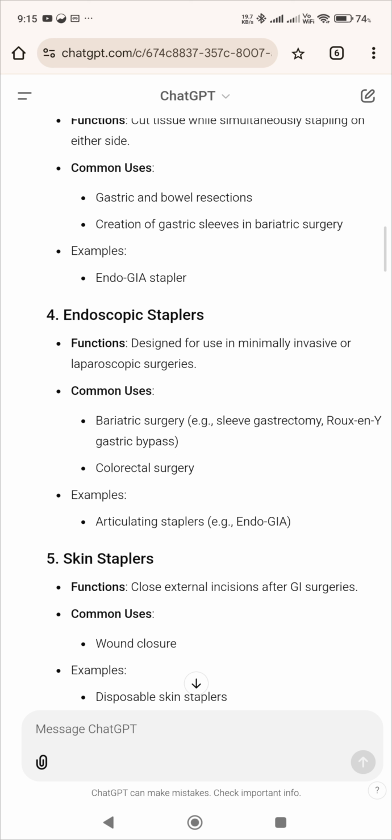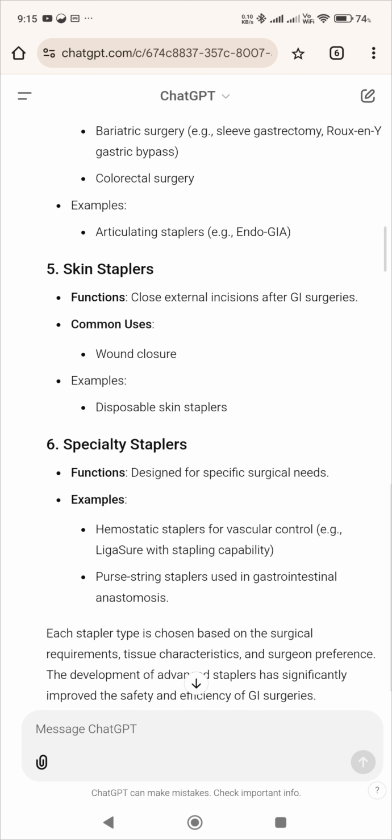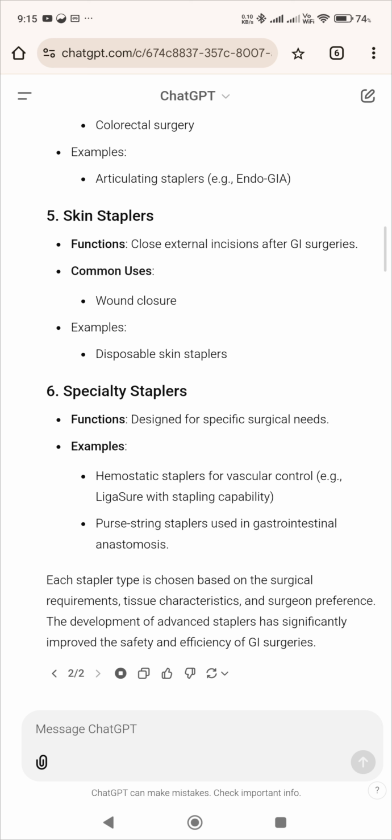5. Skin staplers. Functions: close external incisions after GI surgeries. Common uses: wound closure. Examples: disposable skin staplers. 6. Specialty staplers. Functions: designed for specific surgical needs. Examples: hemostatic staplers for vascular control, e.g., LigaSure with stapling capability, and purse string staplers used in gastrointestinal anastomosis.